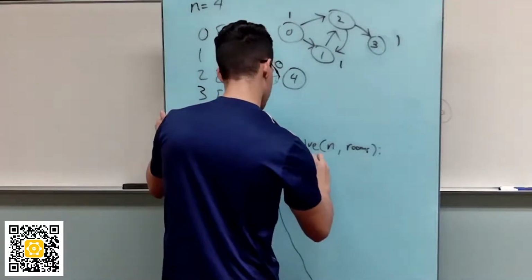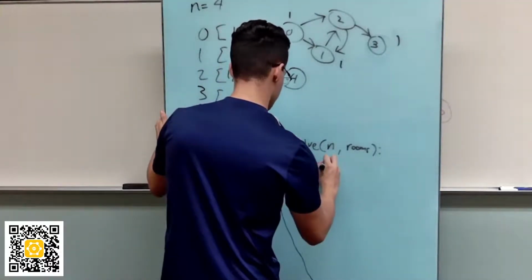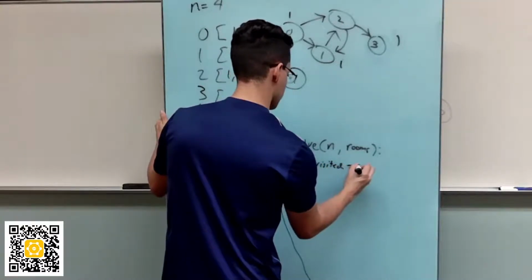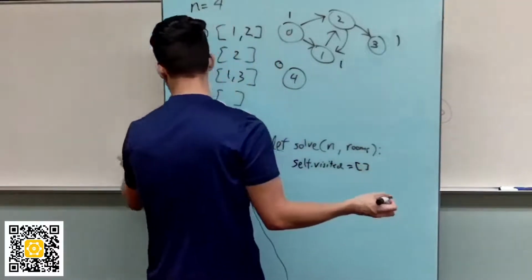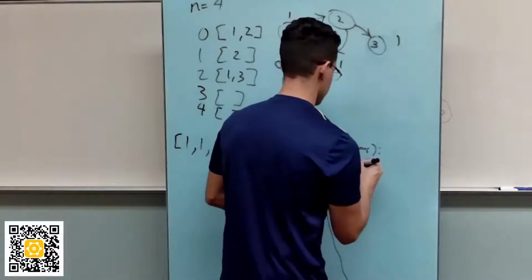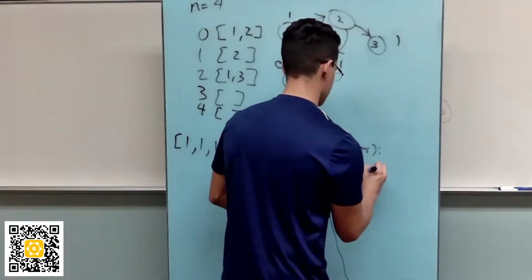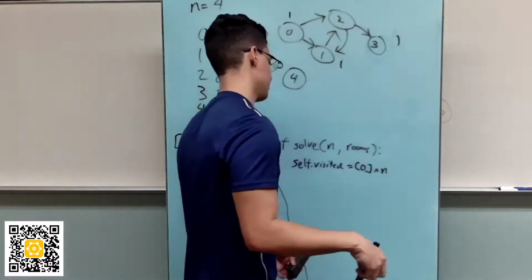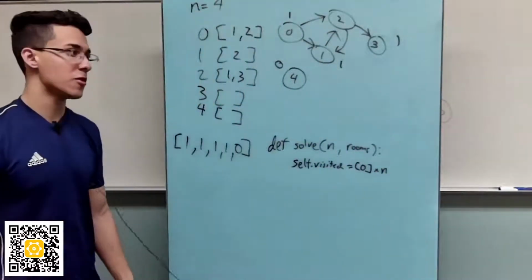Self, I'm gonna call it visited equals. Well, actually, I'm gonna make it so that it's all zeros, 0 times n. Okay? Good so far?